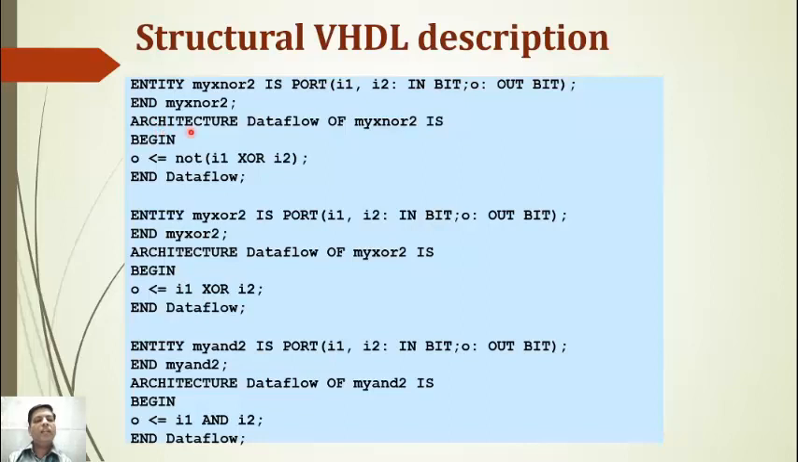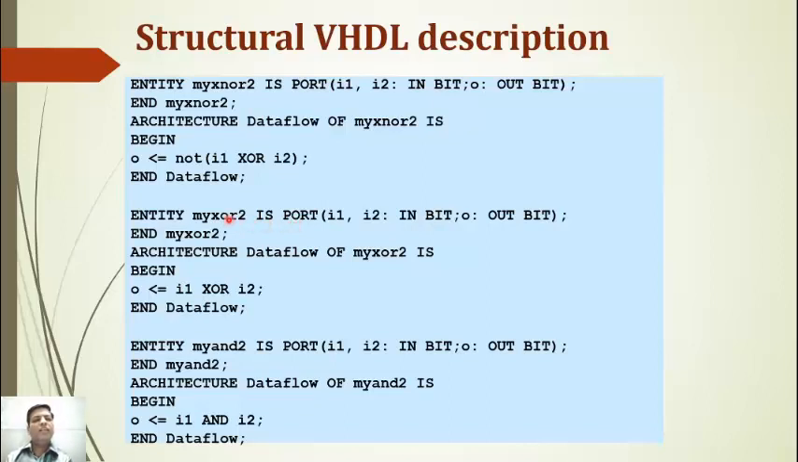In the same way we have written down the architecture. Architecture data flow of my XNOR 2 is begin O less than or equal to not I1 XOR I2. Whatever the function is, that function is already defined over here. End data flow. Then entity my XOR 2.